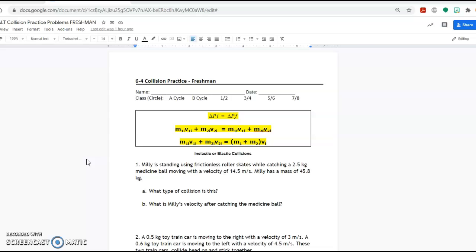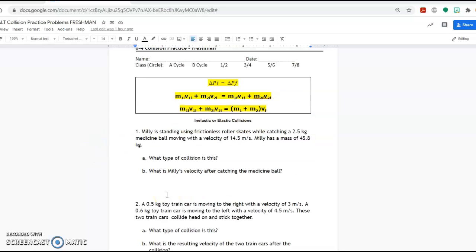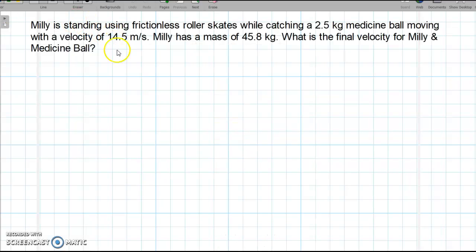collisions. So we have two different types of collisions. We have elastic and we have inelastic. Elastic collisions are when things do not combine or deform and no heat is generated. And inelastic collisions are when things do get deformed and there is a generation of heat. So let's go through number 1, number 2, number 3, and number 4, starting with Millie.